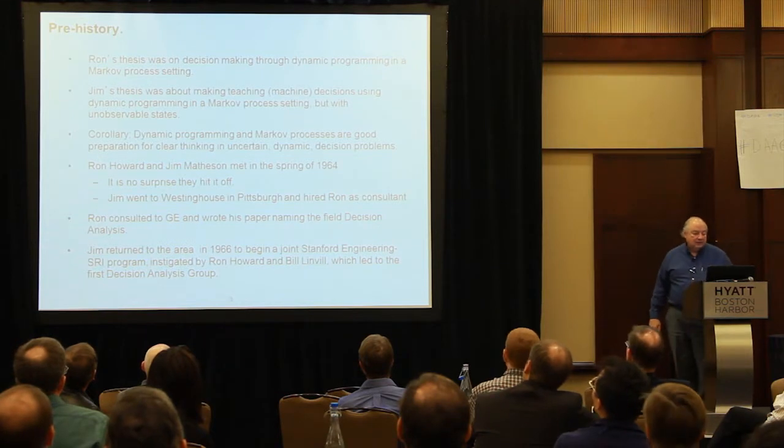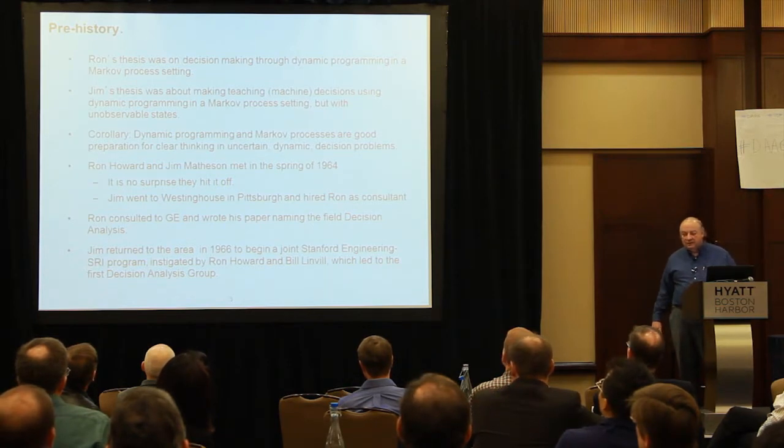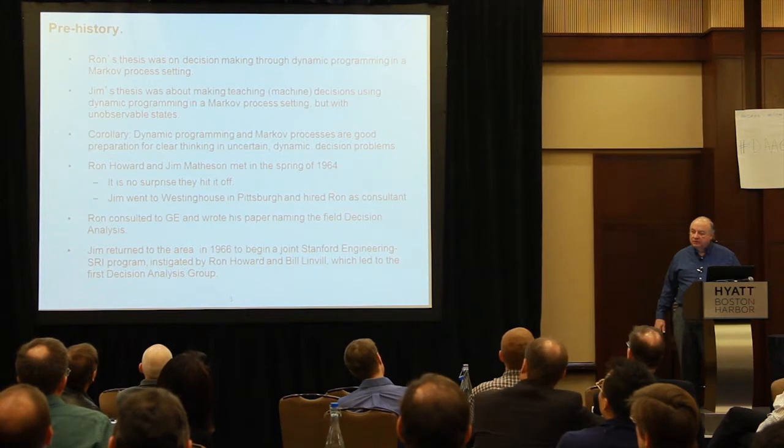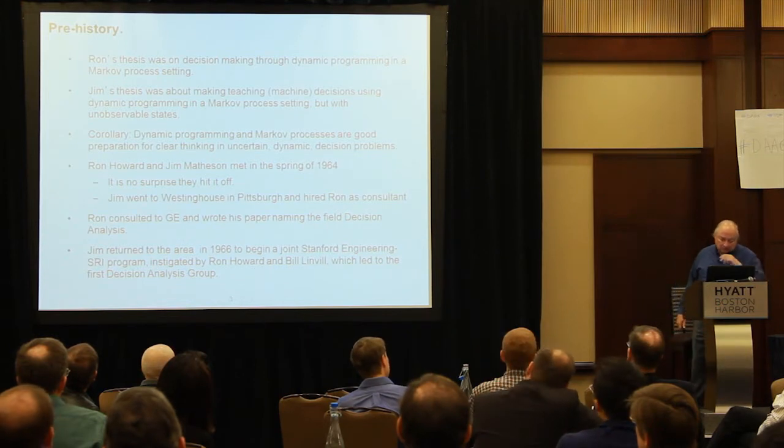So Ron's thesis was on decision making through dynamic programming in a Markov process setting. Bellman, who's very famous for dynamic programming, gave Ron a lot of credit for doing this. My own thesis also used dynamic programming. It was about teaching machines and human learning, trying to apply the psychological models that people had, which were Markov process models, to see if you could really teach better with them. Later, they did experiments and found out random teaching was much better than using their models. But they got a lot of money from NSF by building them.